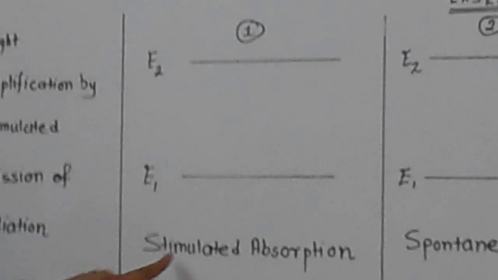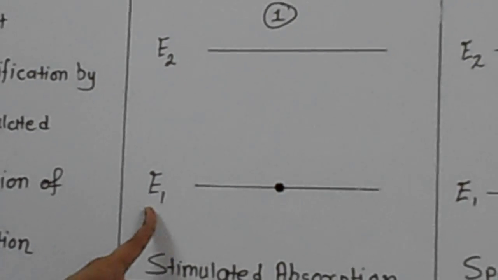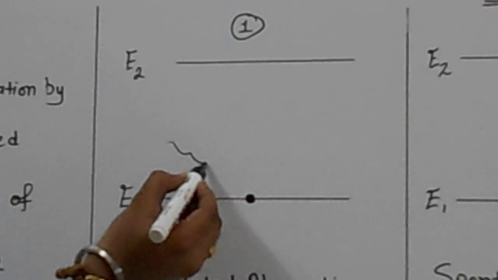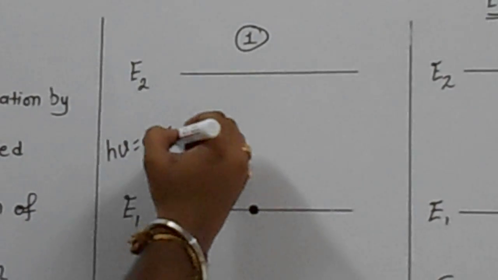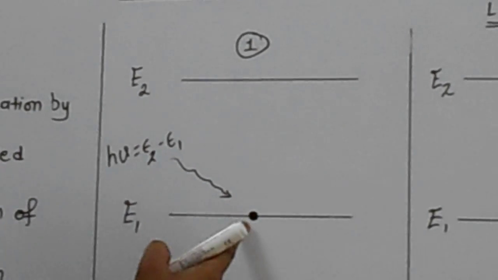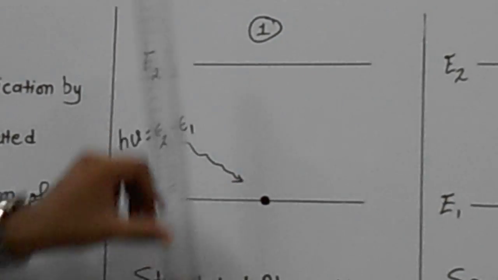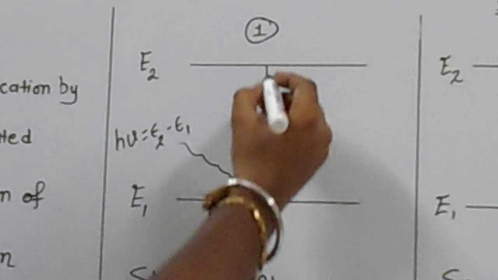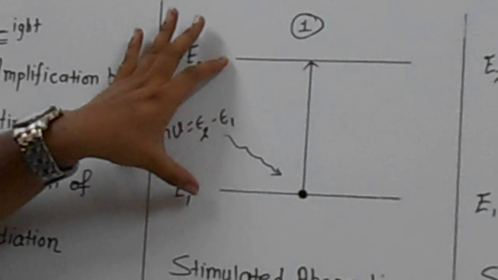In order to understand stimulated absorption, consider an electron initially present in the lower level of energy E1. Suppose you send one photon into the system having energy h nu, which is exactly equal to the difference E2 minus E1. Now one electron can absorb only one photon at a time, so this electron will absorb this photon, and with the absorption the electron can make an upward transition because the energy gained by the electron is exactly equal to the difference between these two levels.